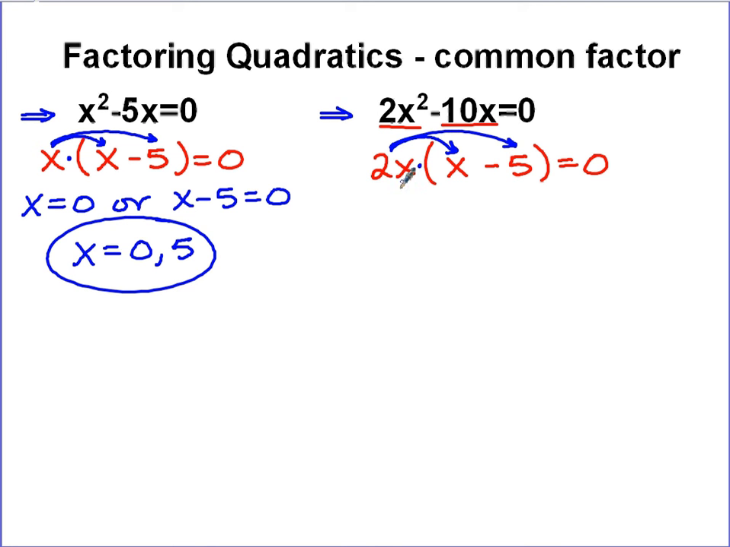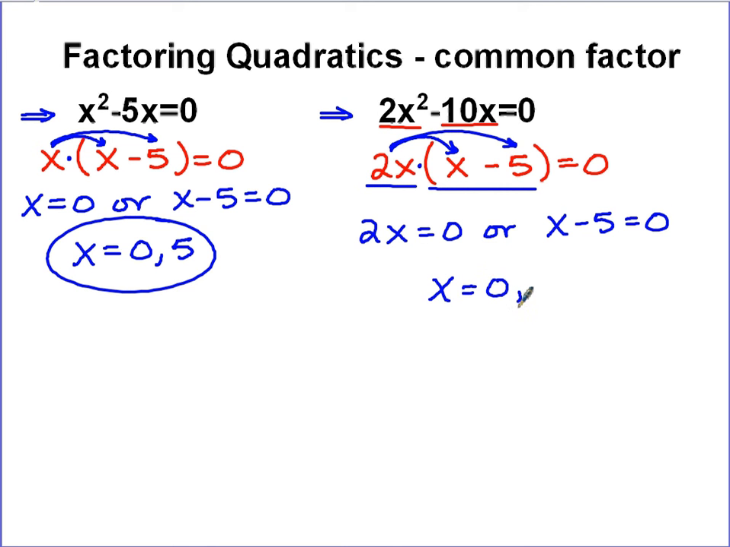I have two things I'm multiplying here to equal 0. I have 2x times x minus 5. So either one of those equaling 0 will make this true. Will make this equal 0 when I multiply them. Okay, so this 2x is equal to 0 when x equals 0. And x minus 5 is equal to 0 when x equals 5. And so those are my solutions.